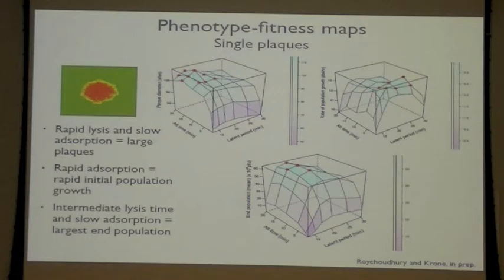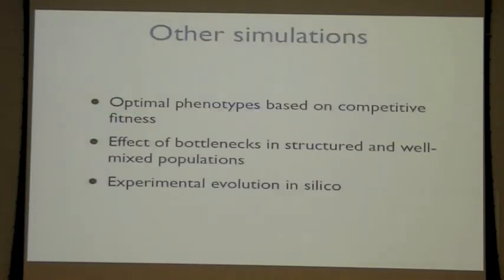So this is another example of a case where we used things from the experiments to inspire simulations that we can run to then generate new testable hypotheses. We can go back in the lab and look at the whole population and look for whether we have lysis time mutants with these optimal phenotypes. There are some other simulations that we ran as well. We also did competitive simulations and looked at optima based on these compositions. And we looked at the effect of bottlenecks in structured and well-mixed populations.